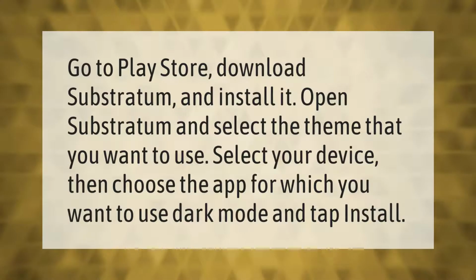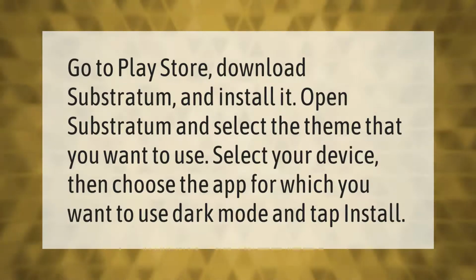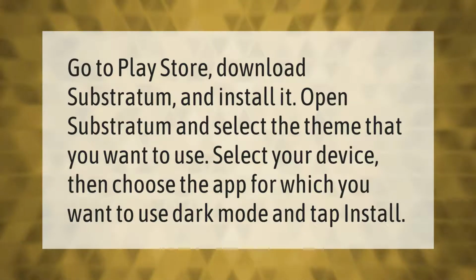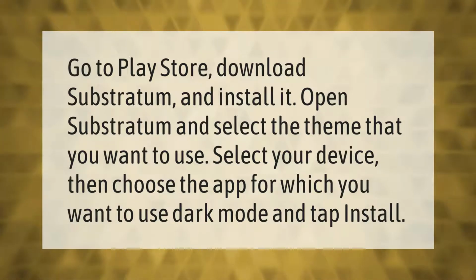Go to Play Store, download Substratum, and install it. Open Substratum and select the theme that you want to use. Select your device, then choose the app for which you want to use dark mode and tap Install.